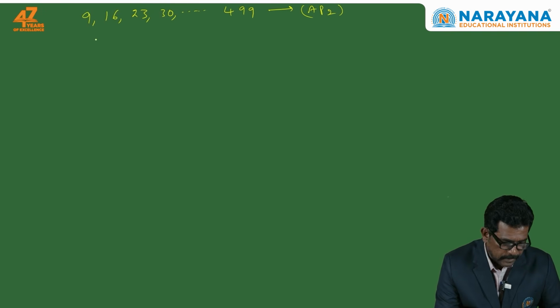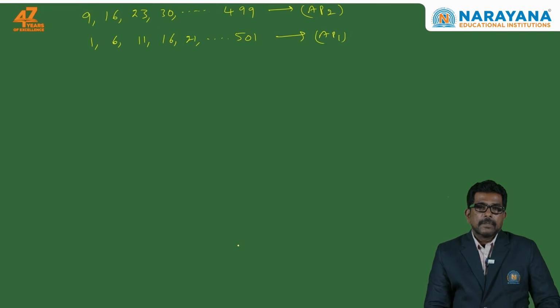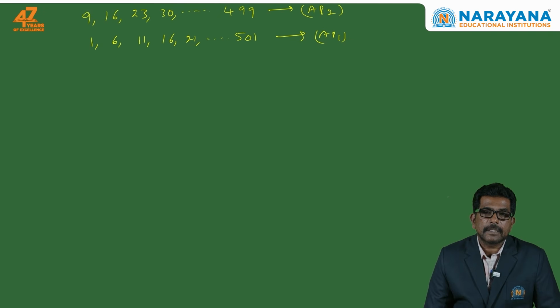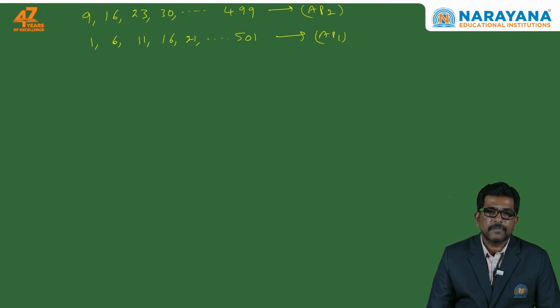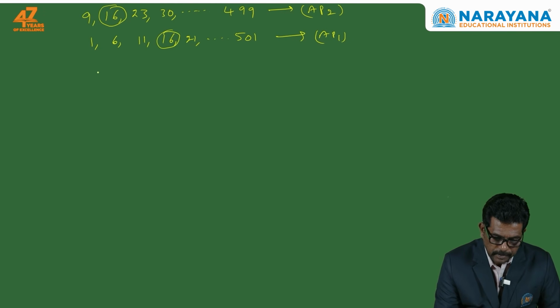The first AP is 1 with common difference 5, so 6, the third term 11, the fourth term 16, and 21, and so on. The last term is 501. This is AP1. Now, we want the common terms in these two APs. The first common term, observing, is 16 here and 16 there. So we start with the first common term, which is 16.